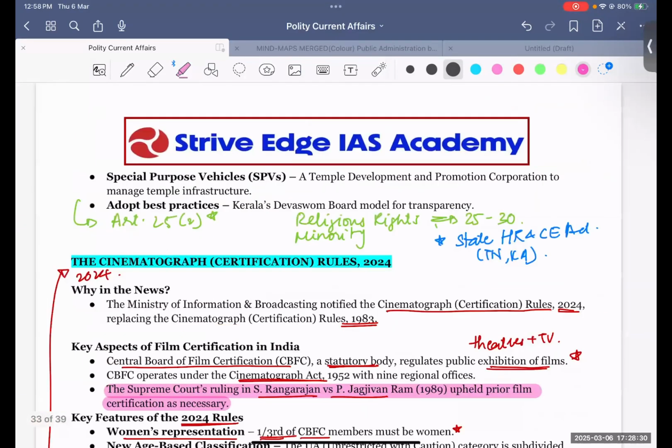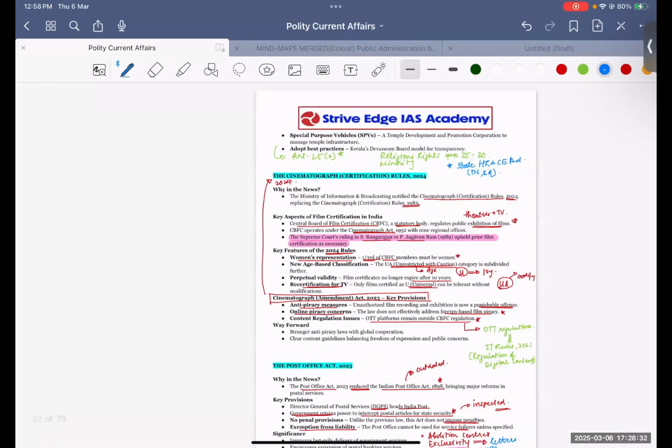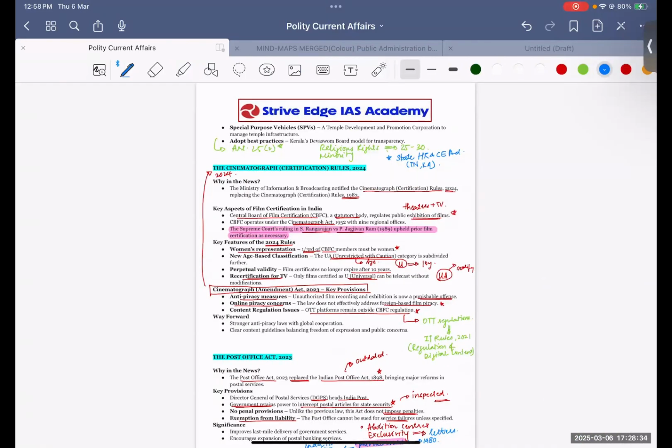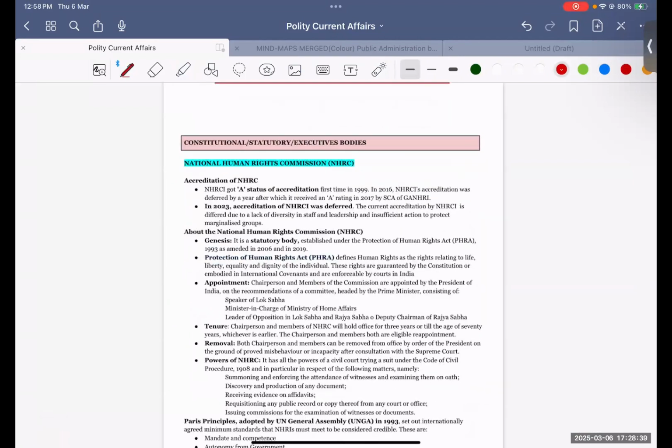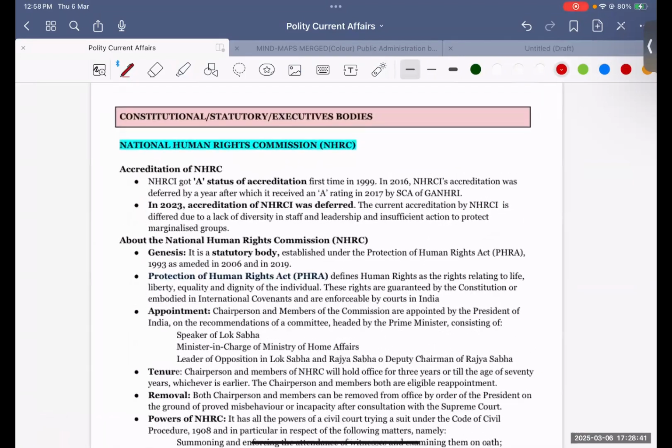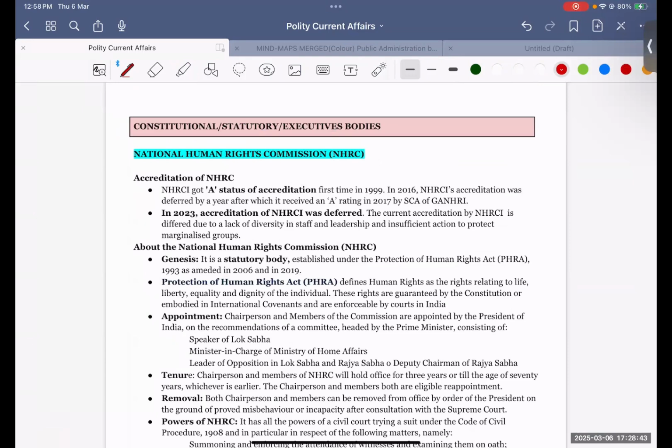With this we finish the important acts, bills, rules. Now let us move on to the next topic: constitutional, statutory, and executive bodies. First one is the National Human Rights Commission.